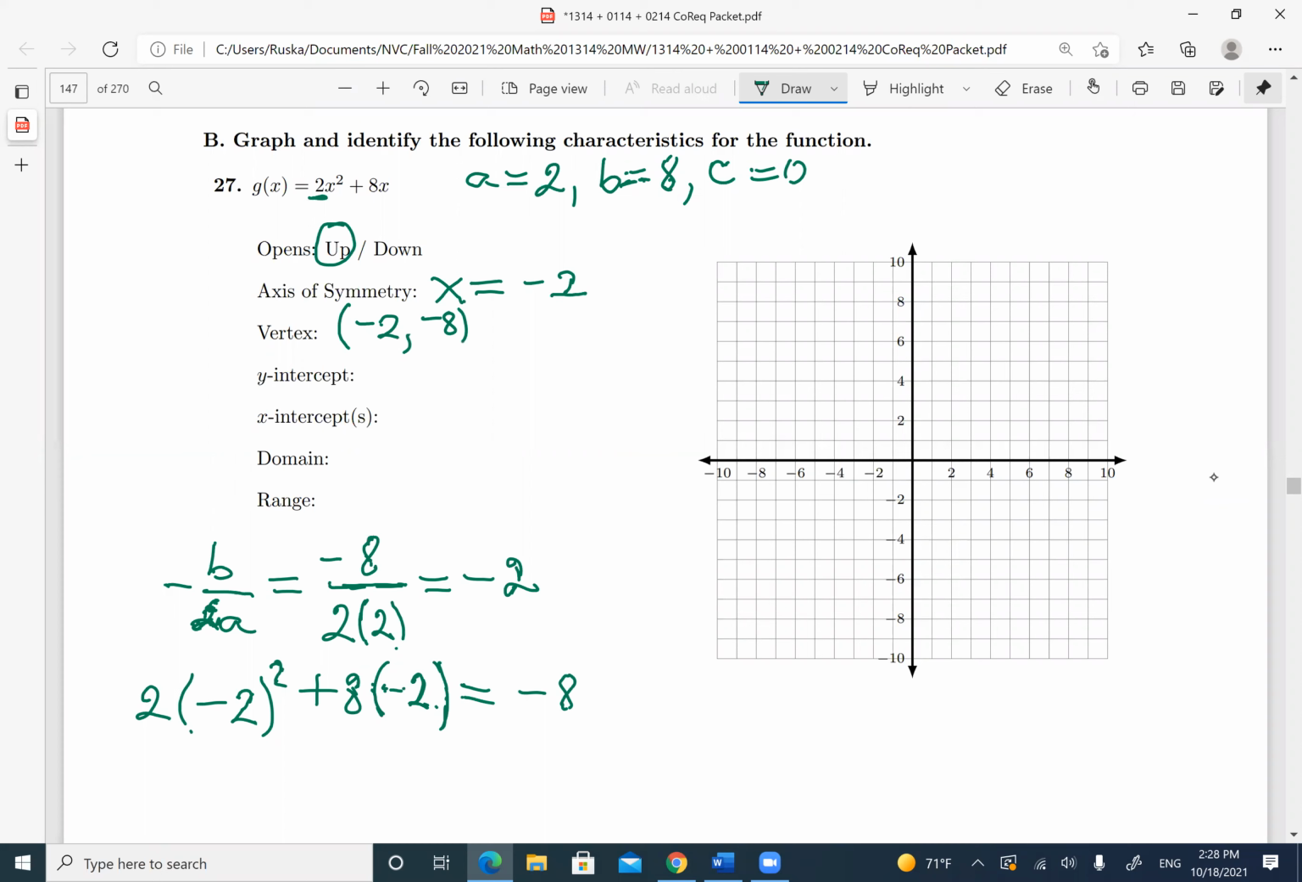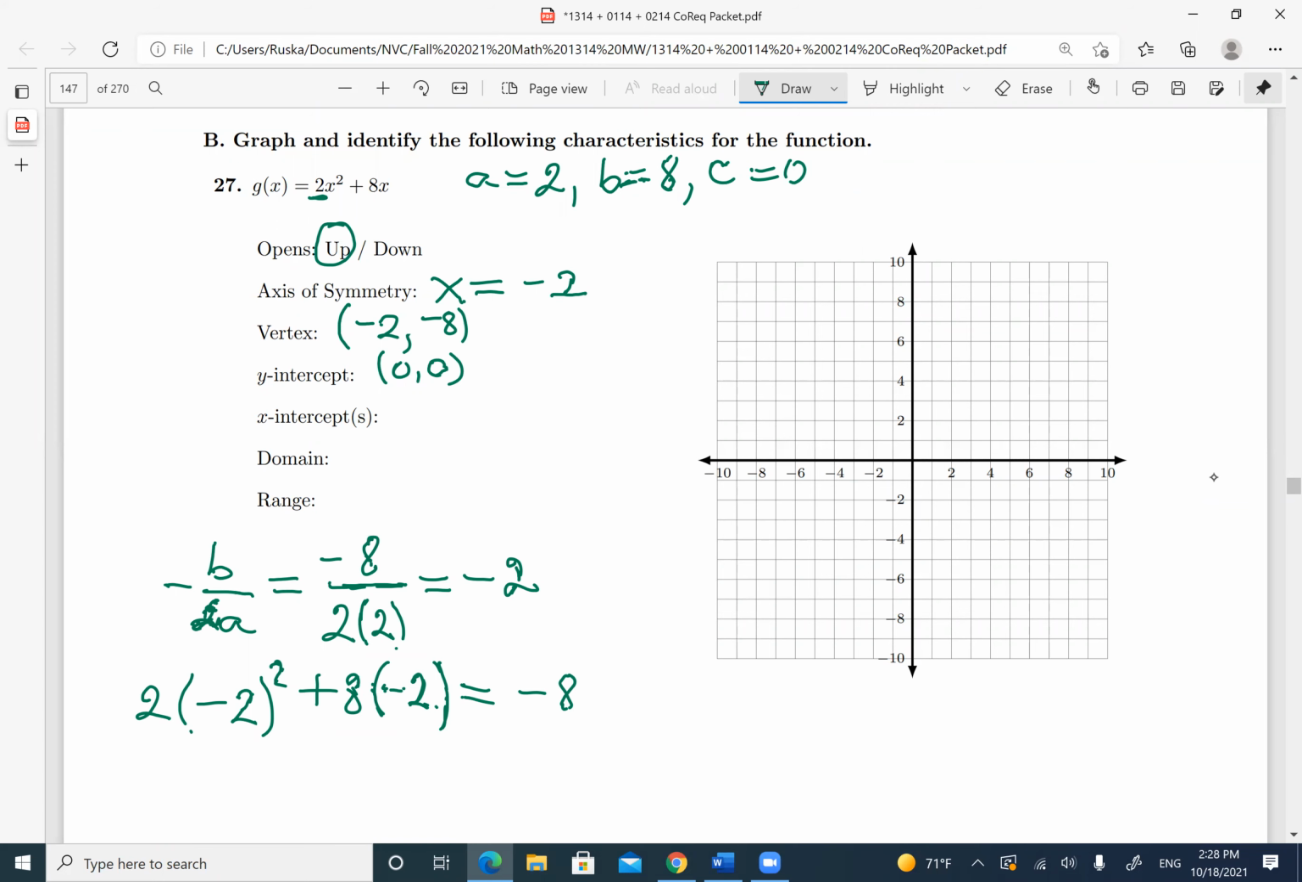Okay. Now the y-intercept is when you put 0 for x, so it's going to be 0, 0. The y-intercept is 0, 0. Okay. Then finding the x-intercept, we need to solve the function equals 0.